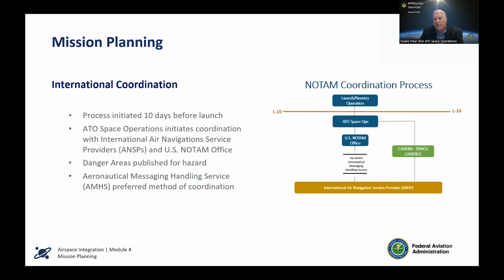The next slide, a very important part of this and something that's been developed over the last couple of years, is the international coordination of missions. When we do have a reentry or a hazard area that falls within another FIR, or flight information region, we'll coordinate with that flight information region. We start generally 10 days prior to the launch date. We submit that information through our US NOTAM office and the AMHS, Aeronautical Messaging and Handling Service, to get that information to the other international service provider.